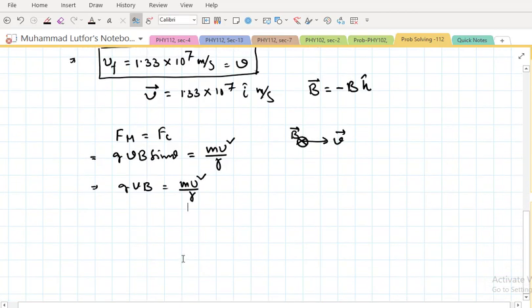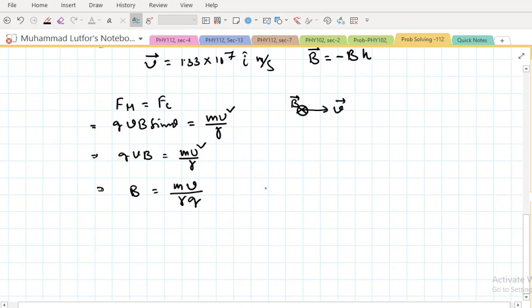So then I can find out the strength of this magnetic field from there, which would be B equals m, mass, into velocity divided by r into q. Now over here we don't know the r, which we have to also find out in the second part, right? Now first I'm going to find out the strength of this magnetic field, but there is a relation.